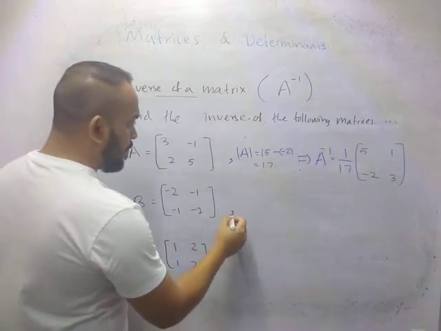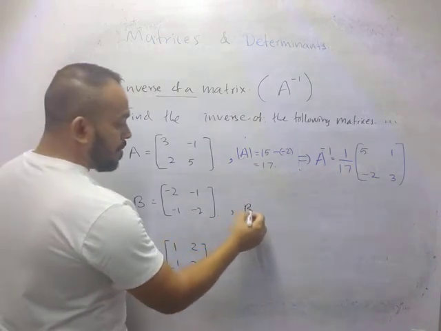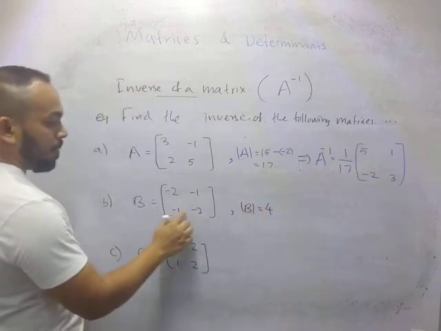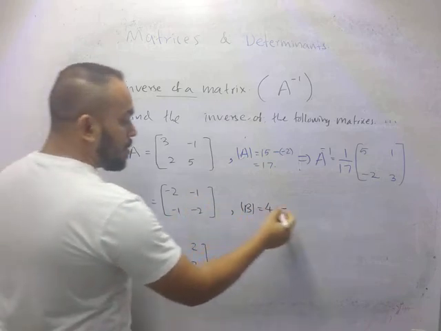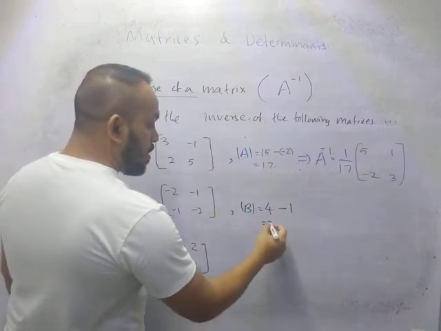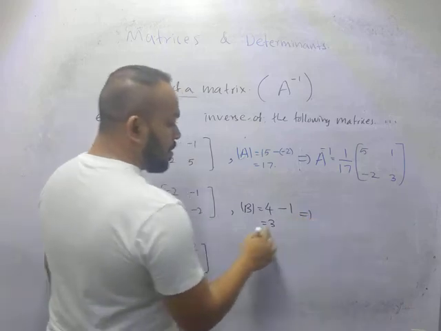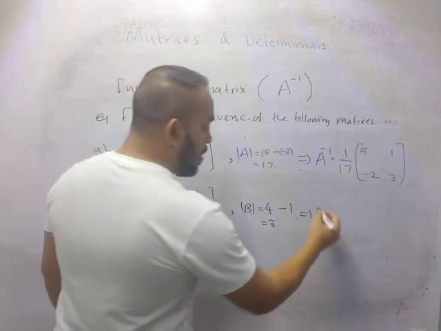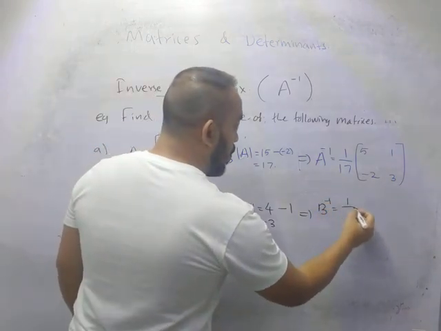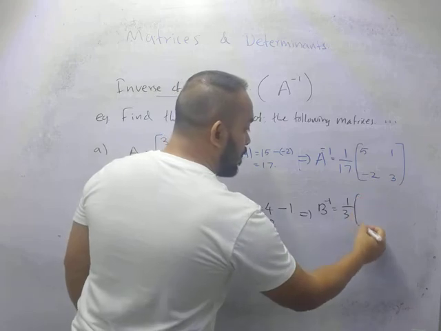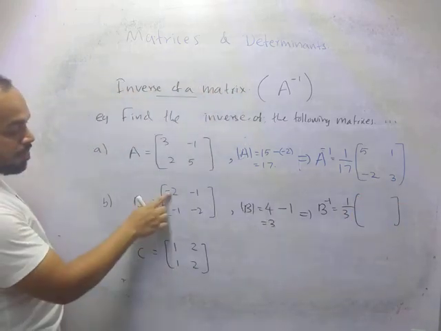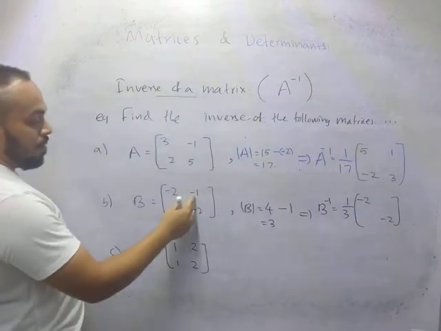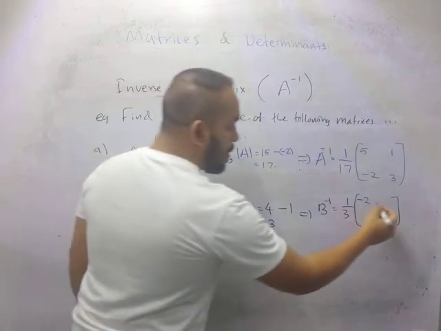Next, B. First find the determinant of B. Minus 2 times minus 2 is 4, minus 1 times 1 is minus 1, so the answer is 3. This is non-zero, which means matrix B is invertible. So B inverse is 1 over 3. Then change the position: minus 2, minus 2. It's the same thing, it does not change. The other two become plus 1 and plus 1.